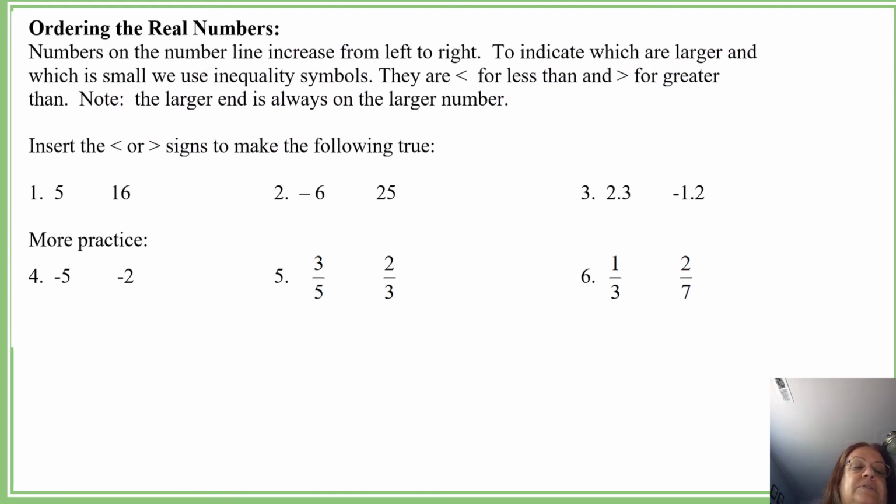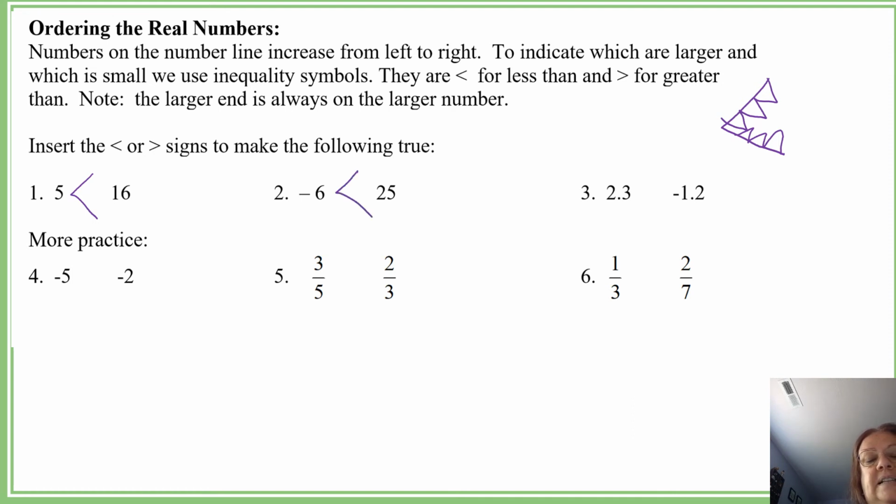Ordering the real numbers. Numbers on the number line increase from left to right. To indicate which are larger and which is smaller, we use an inequality symbol. They are less than and greater than. Note, the larger end always goes on the larger number. Many of you remember from elementary school the alligator. Please feel free to use the alligator here. He's always eating the bigger piece because he's very greedy. So, greater than.